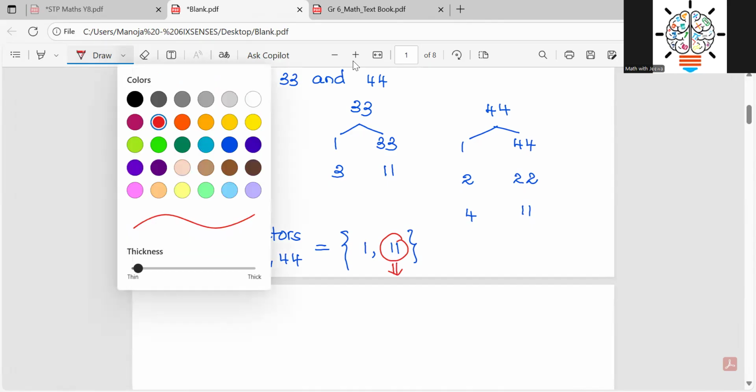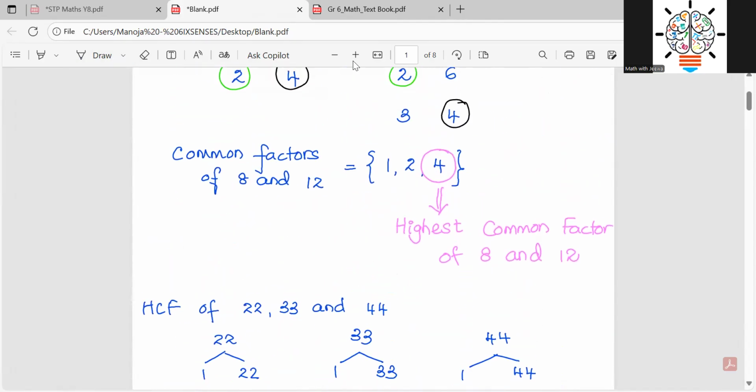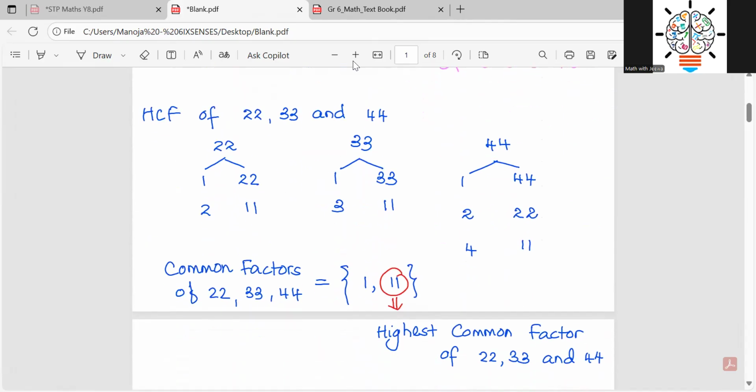So this is the highest common factor, right? The highest common factor of 22, 33, and 44. So this is how we find the highest common factor, right? Then you can pause the video and learn how to do this.